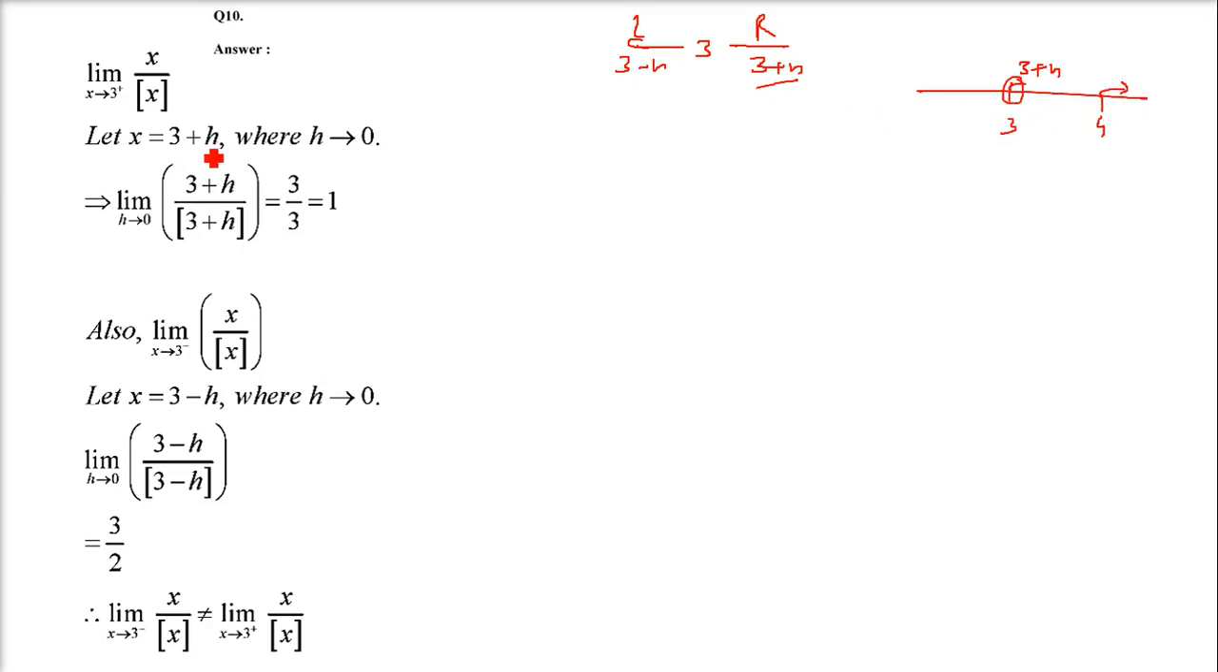Whenever you are before 4, it will always be 3. So 3 plus h is 3 plus 0, divided by 3. So this is what? You will get 1. 3 by 3 is 1. Now take 3 minus h.